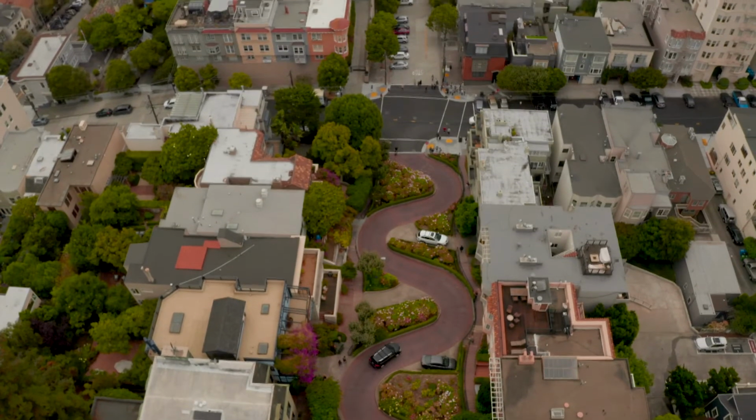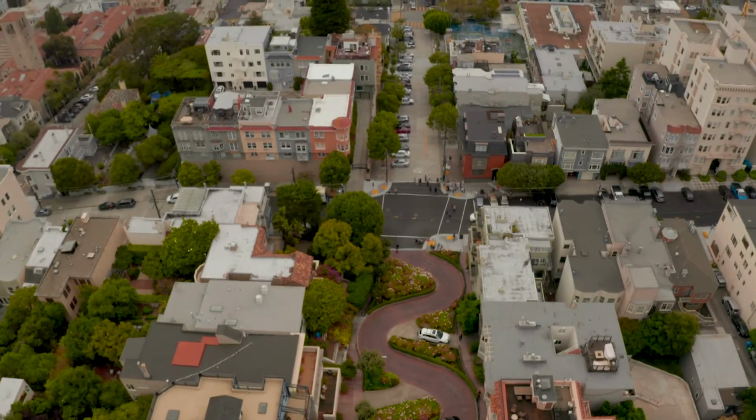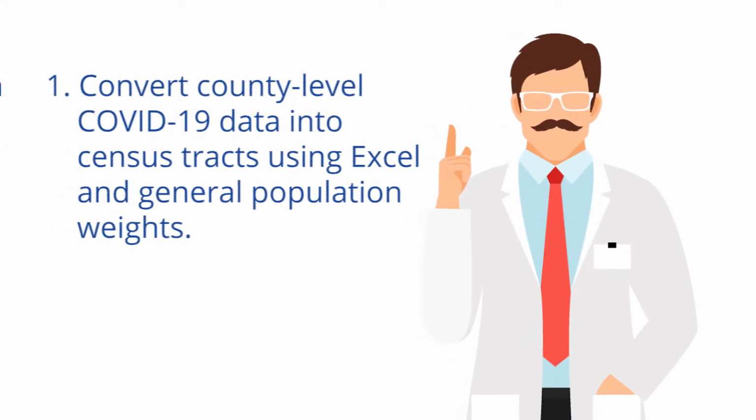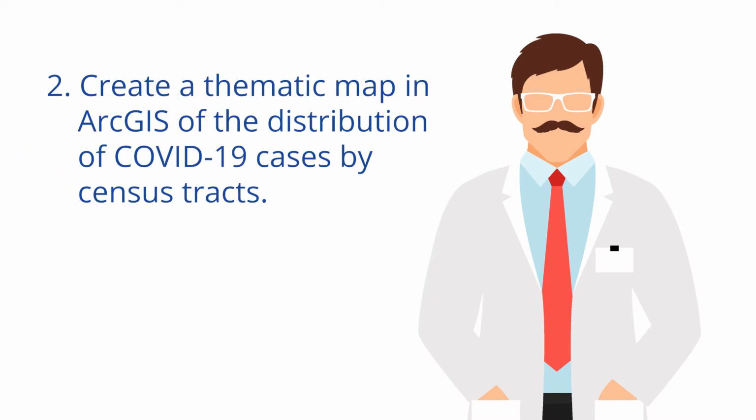It should be noted that this approach assumes that all cases of COVID-19 are geographically distributed the same as the population. First, we will introduce a method to convert county-level COVID-19 data into census tracts using Excel and general population weights. Second, we will create a thematic map in ArcGIS of the distribution of COVID-19 cases by census tracts.